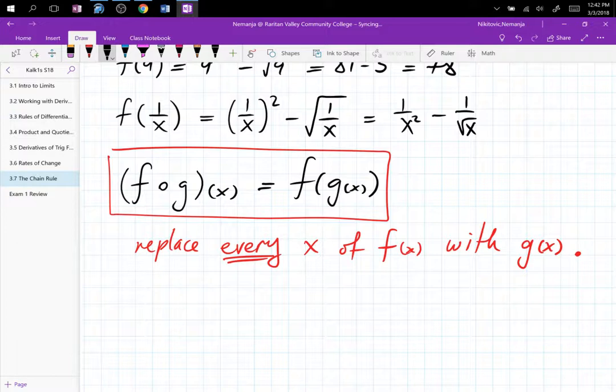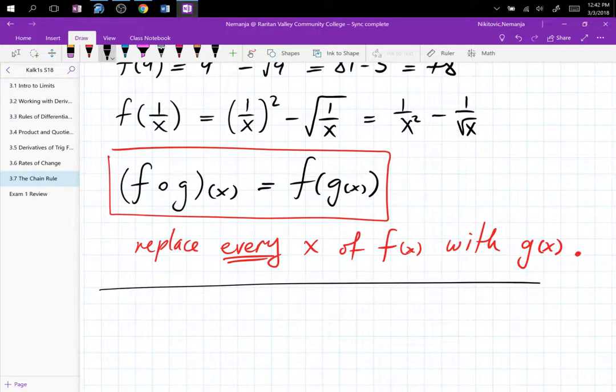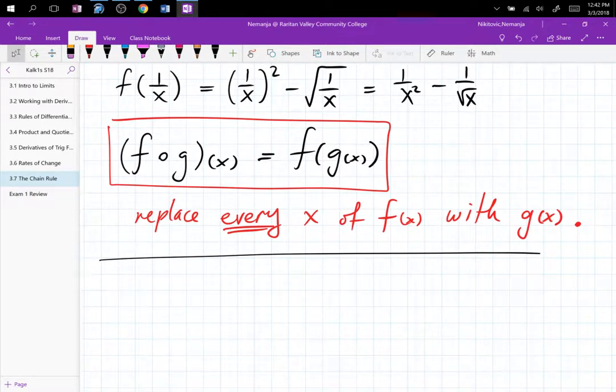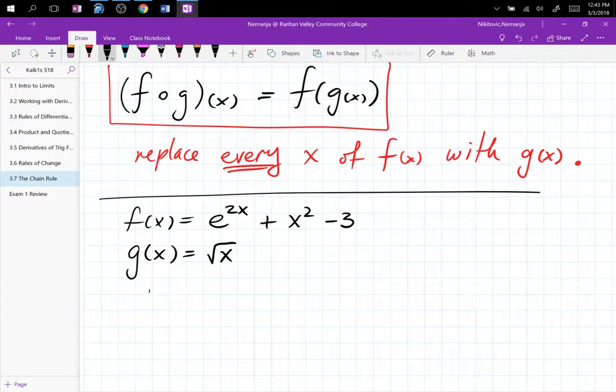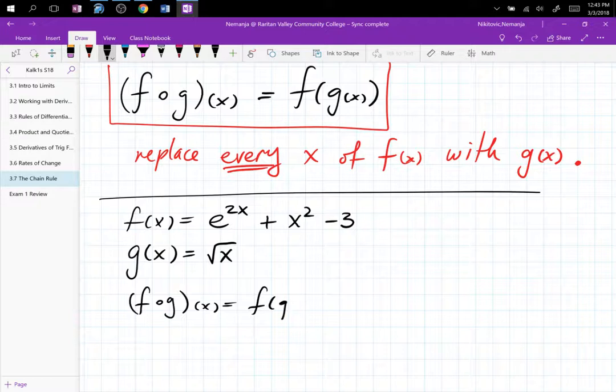Now, the skill that we need, which is what we discussed on day one, is the decomposition of functions. So let's compose one more, and then we'll decompose a few so we can start the chain rule. Say f of x is given as e to the 2x plus x squared minus 3, and g of x is given as root x. What is f composed with g, also known as f of g of x?